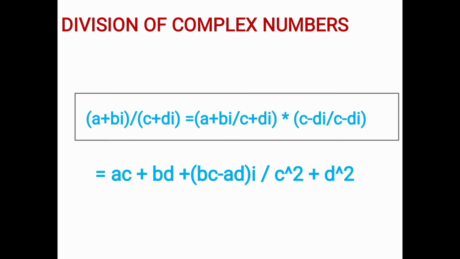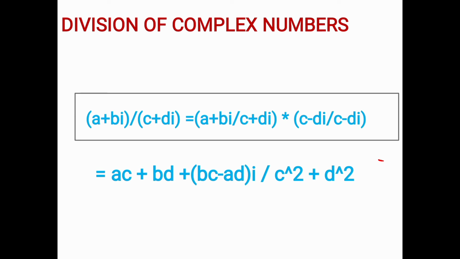Now, for division there is something we have to do, that is equivalent to rationalizing. What is to be done here? It is equivalent to rationalizing. Example, (a + bi) divided by (c + di). Multiplying both numerator and denominator by (c − di) divided by (c − di). That means we are multiplying by the conjugate of the denominator on both sides of the fraction.